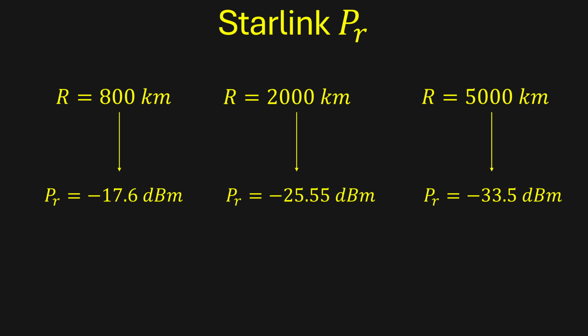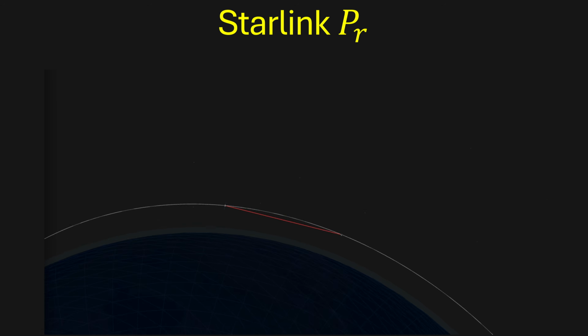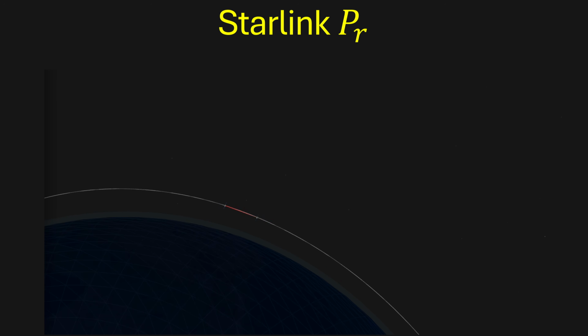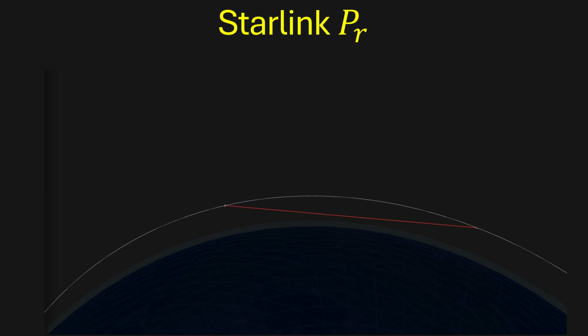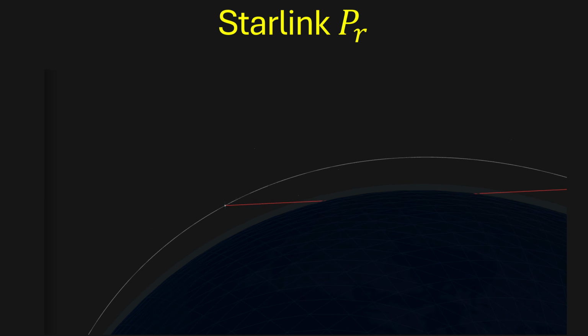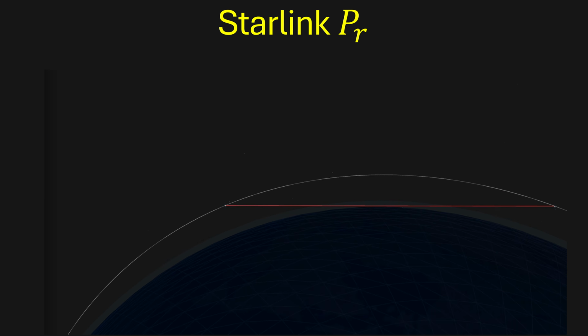At 800 kilometers, a reasonable cross-plane link distance, and also a reasonable slant range to a ground station before atmospheric losses, we get minus 17.6 dBm. At the absolute maximum low Earth orbit laser link range of 5,000 kilometers, it's minus 33.5. This is the maximum because for a 500 kilometer orbit, the laser links physically cannot exceed 5,000 kilometers or else they will run into the atmosphere and the Earth.